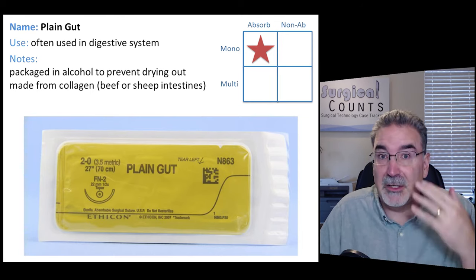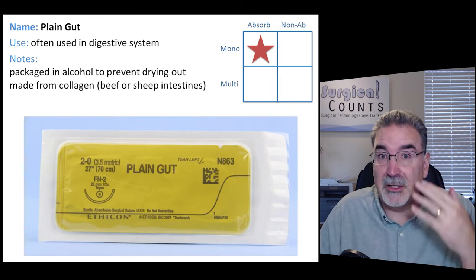But if you want it to last maybe a little bit longer, you want it to hold a little bit longer, what the manufacturers do is they treat this with chromic salts. So now you have chromic gut suture, and because of these chromium salts that are mixed in with the alcohol that treats this suture, it's still going to be wet, it's still going to have an odor, but because of the chromium salt, it's going to last a little bit longer. So maybe it'll last a few weeks rather than just a few days.